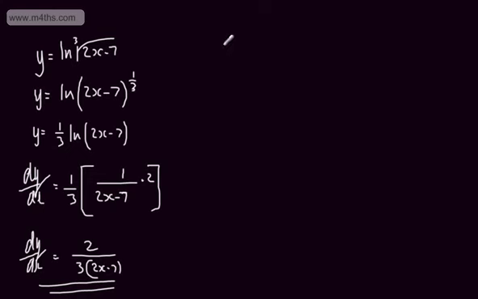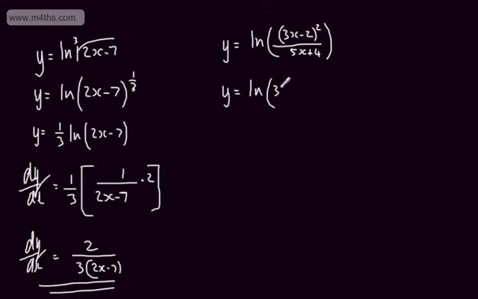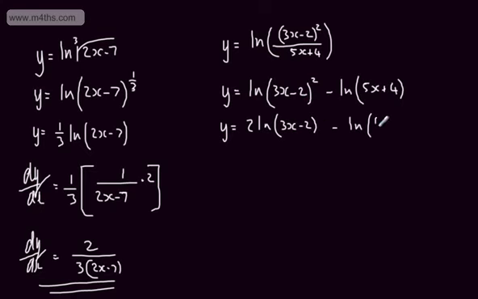Another example of where you may believe it could be is if we had now y is equal to, let's say, the natural log of 3x minus 2, squared, over now, let's say, 5x plus 4. So at the moment, this looks a bit of a mess. We've got a quotient, so we could write y is equal to the natural log of 3x minus 2 to the power of 2 minus the natural log of the denominator, which is 5x plus 4. So y is equal to, bringing the power down, 2 lots of the natural log of 3x minus 2 minus the natural log of 5x plus 4.